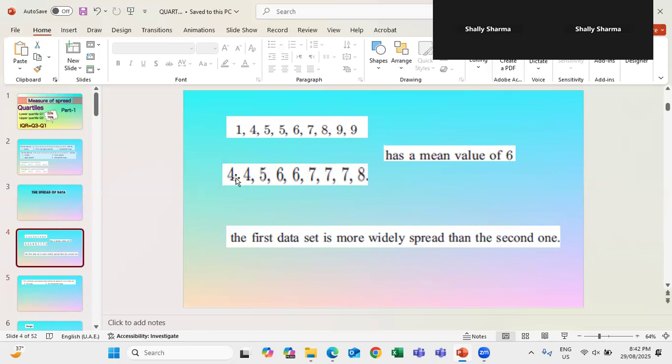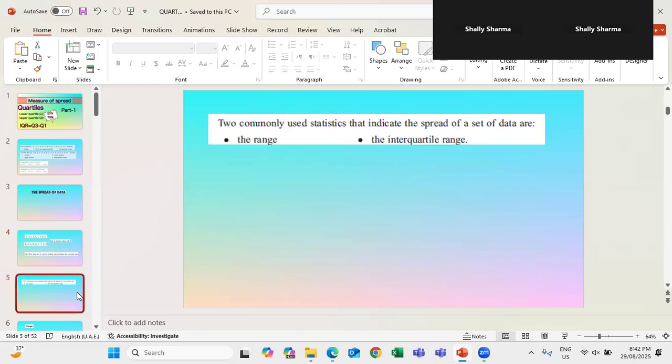Here also I saw the lowest value and the highest value, and if I find their difference, that is known as the range. So range is one way to measure the spread of the data values. And the second is the interquartile range.